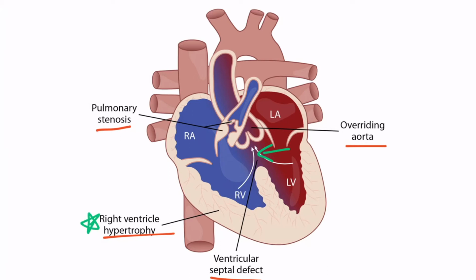This is because pulmonary stenosis causes more blood to build up on the right side of the heart, which means the right ventricle has to pump harder. Over time, the right ventricle must adapt, which results in hypertrophy. Also, you may be wondering why this is a right to left shunt if there is a VSD.